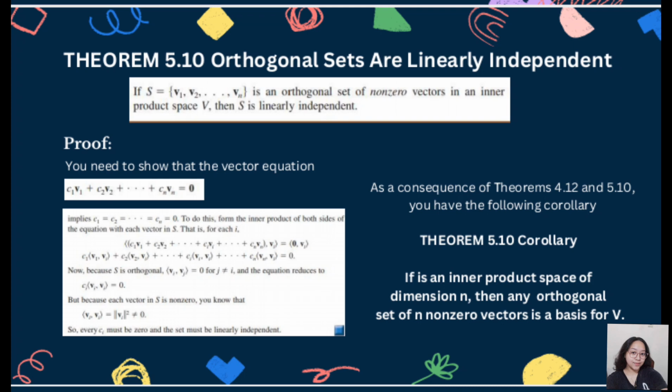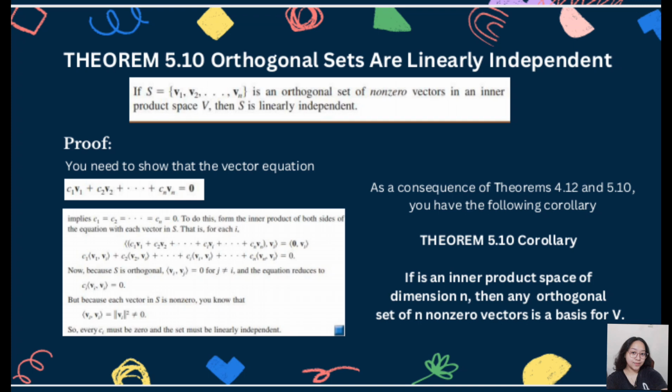So before we proceed, we also have here the corollary. If V is an inner product space of dimension n, then any orthogonal set of n non-zero vectors is a basis for V. Since we need to say that the non-zero vectors are in the inner product space V. So, how can we say that? So, here's a proof that says the vectors in the inner product space V are non-zero.